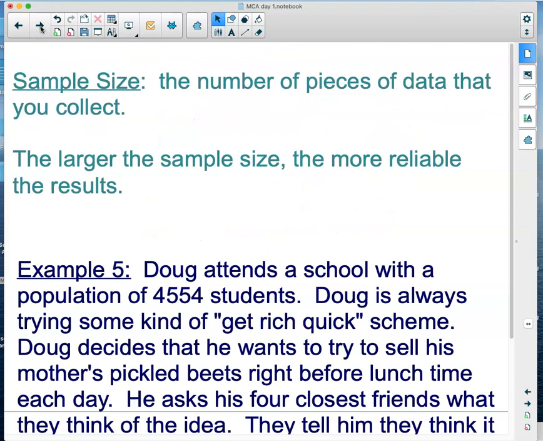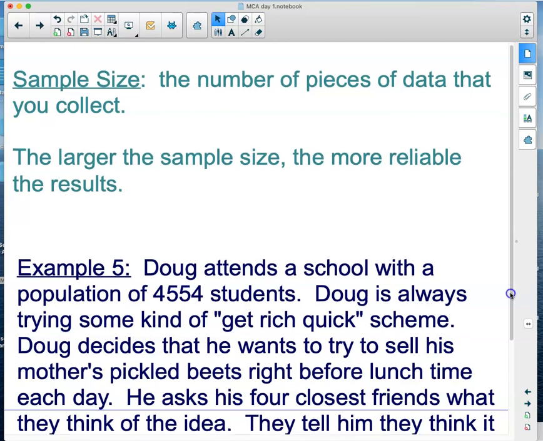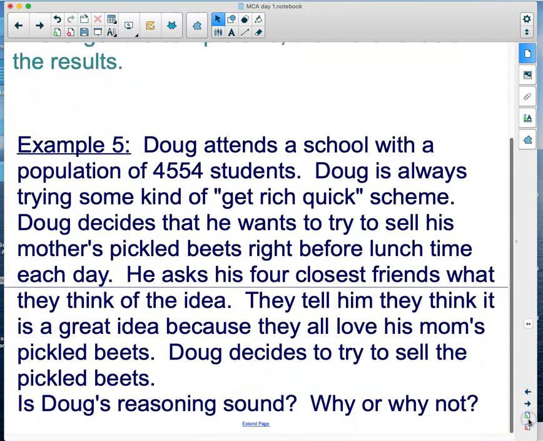Next up, sample size. The sample size is the number of pieces of data that you collect. The more data you collect, the better your sample is going to be. And you can use that to make predictions about what's going to happen in the future. So the next line here says the larger the sample size, the more reliable the results. That is absolutely true. The bigger your sample, the better you can use the information. You can use it to make predictions.